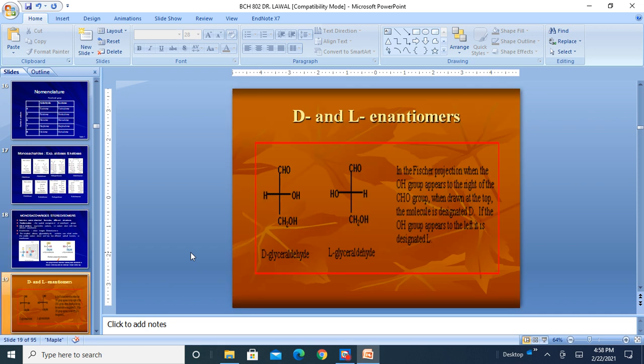Now, the D and L enantiomers, if you have an equal mixture of these enantiomers, because they rotate the plane of polarized light either to the right or to the left to equal degrees. So if you place them in a solution where the two are of equal concentration, they will not be able to rotate the plane of polarized light either to the right or to the left. You just have a 0 degree rotation, hence no rotation.